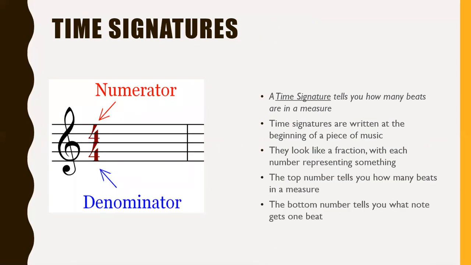The bottom number tells you what note gets 1 beat. So in this case, the 4 represents a quarter note. So there are 4 beats in the measure, and the quarter note gets the count. This bottom number becomes important in different time signatures, but most of the time, you're going to see a 4 right there. So you just have to concentrate on the top number.